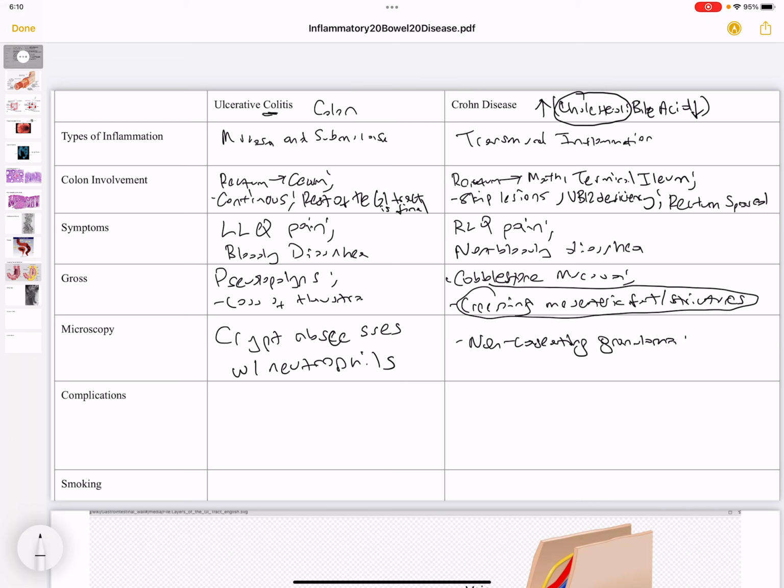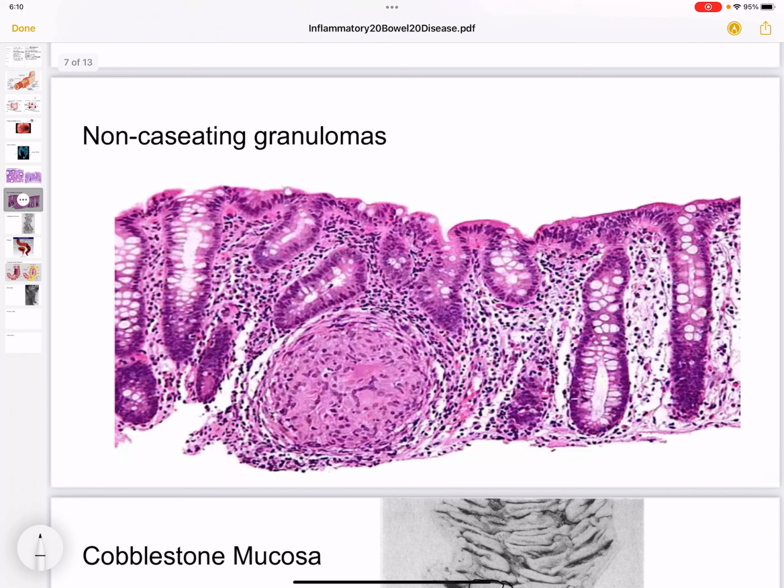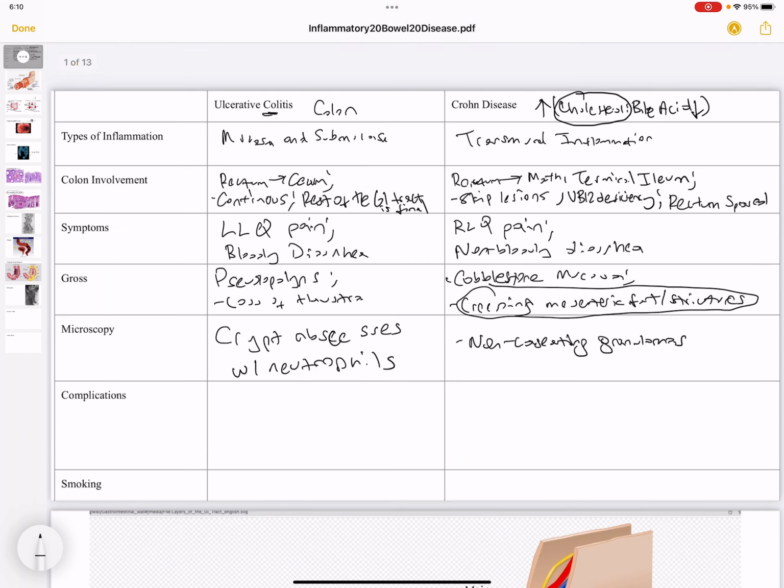And this is basically a fancy way of saying there's going to be inflammation, but in this inflammation, we're not going to have any necrosis in the middle. So we don't see any necrosis in the middle, and this is considered a non-caseating granuloma.